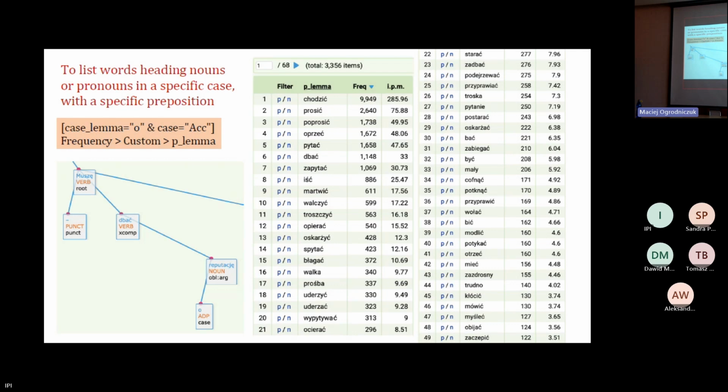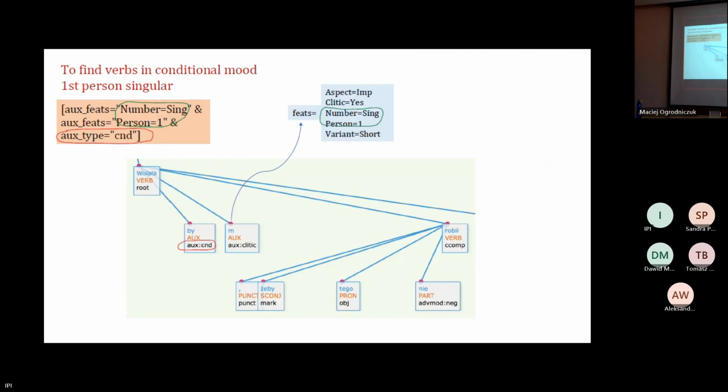So the case lemma, the function word is "all", the preposition is "all", and the case is accusative. And then when I find all those words, I'm asking about the parent's lemma of these, and I got chodzić, prosić, poprosić, and so on.